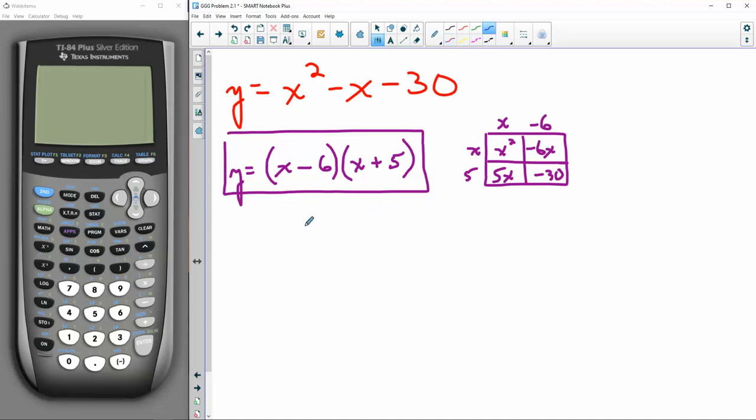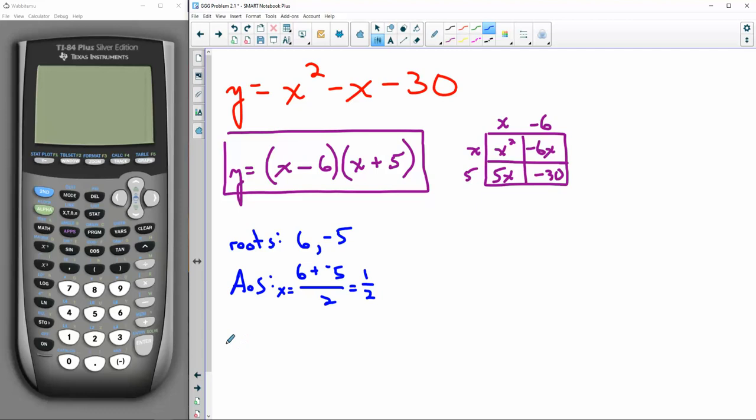Then I could go to vertex form, similar to how I did it last time. I know the roots are 6 and negative 5. So the axis of symmetry is going to be halfway between those, 6 plus negative 5 over 2, which is negative, nope, it's positive 1 over 2. So it's 1/2. And so my axis of symmetry is x equals 1/2.